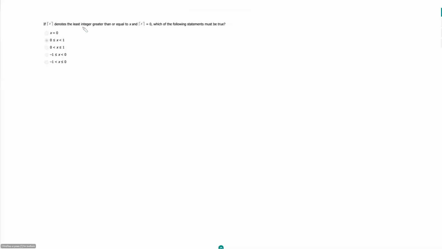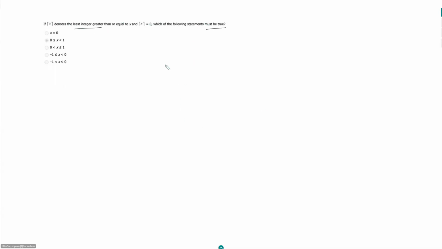If, and I don't know what I would call this, bracket, I'll call it bracket x. If bracket x denotes the least integer greater than or equal to x, and bracket x is equal to 0, which of the following statements must be true? So let's interpret what this is saying. So the least integer greater. So they're saying we are always rounding up here to the nearest integer.